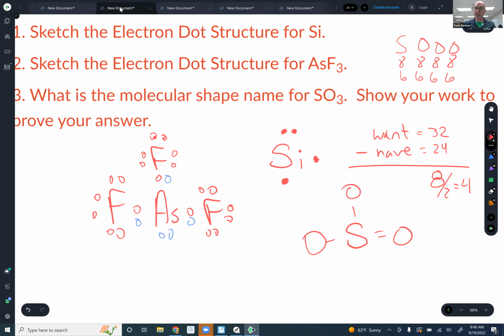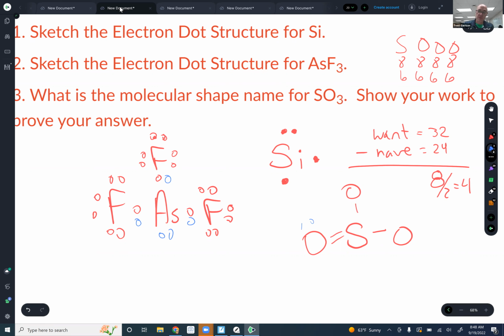It does not matter if you place the double bond on the left side, in the center, or on the right side. It does not matter. It's your preference. Those are all equal positions for that double bond. They call this resonance.